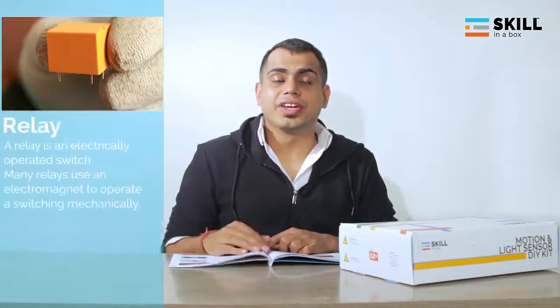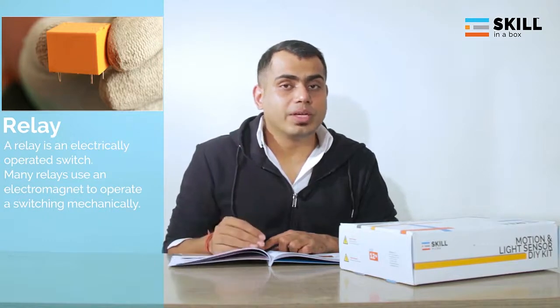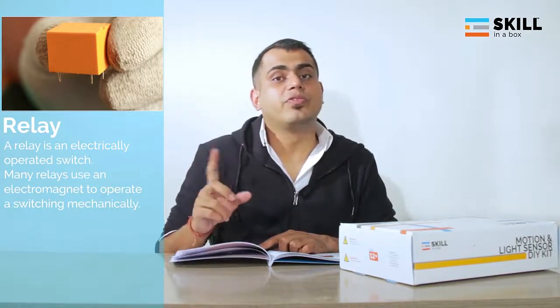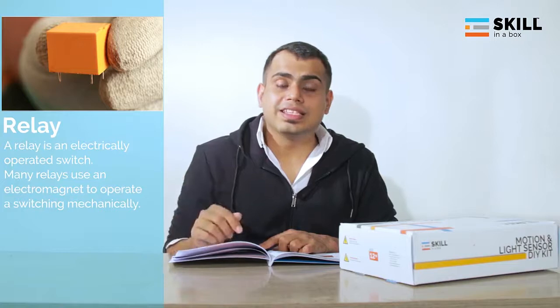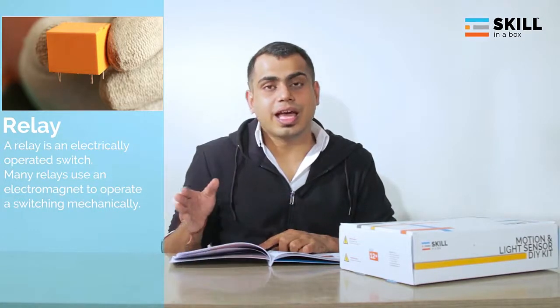Relays. As you can read here, relays are again 4-leg components whose main activity is to switch between different circuits. In this case, in your circuit, a relay will be used in order to switch between a light and a motion sensor. LDRs, that is light dependent resistors.